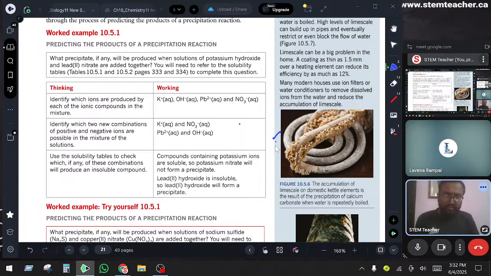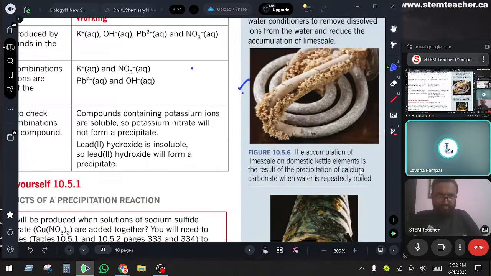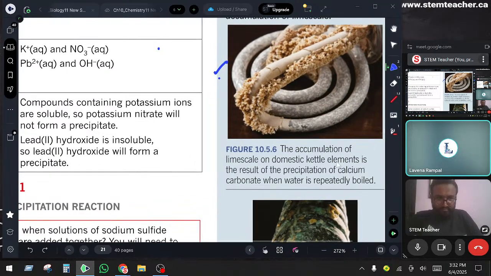Even this iron rod is also given as the same example. Can you read 10.5.6? The accumulation of limestone on domestic kettle elements is the result of the precipitation of calcium carbonate when water is repeatedly boiled. Repeatedly boiled. I clean it now, because if it settles at the bottom it will spoil. Do not leave the kettle heater uncleaned.